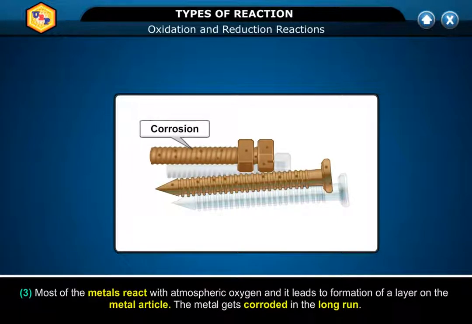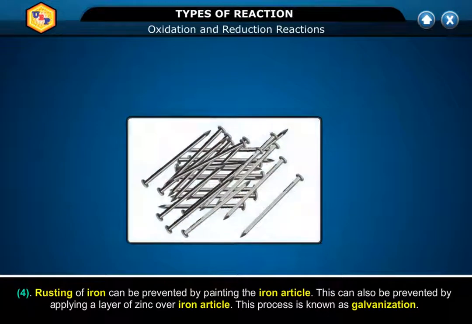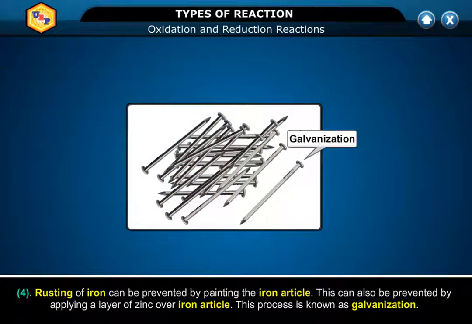Number 3. Most of the metals react with atmospheric oxygen and it leads to formation of a layer on the metal article. The metal gets corroded in the long run. Number 4. Rusting of iron can be prevented by painting the iron article. This can also be prevented by applying a layer of zinc over iron article. This process is known as galvanization.